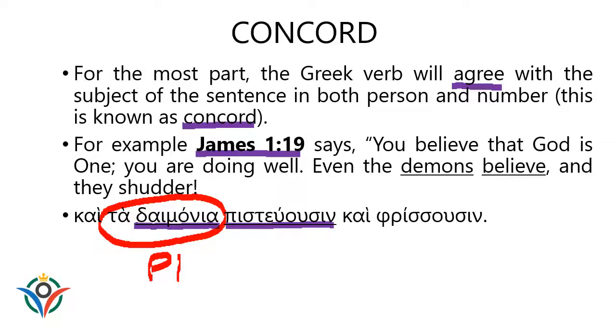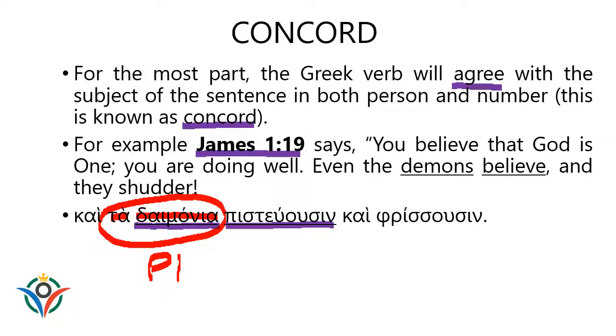How do we know that? Well, just take a look at the article in front. We've just learned our neuter plural articles, which can be ta in the nominative and the accusative. It's functioning in the nominative because it's the subject of the sentence. Because that is plural, the noun is also going to be plural. That's why we translate it as demons.